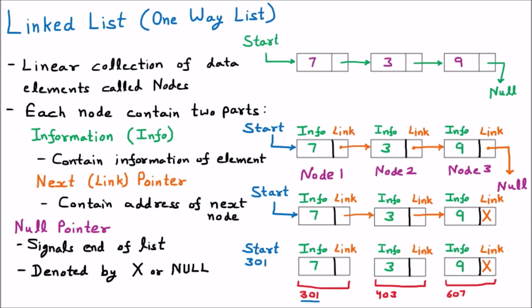Now talking about the link part of the first node. This one is the link part of the first node and it contains the address of the next node, or it is pointing to the next node address. So the next node address is 403. So here we are going to write 403. That means the value which is stored there in the link part is 403. And 403 is the address of the next node. Similarly, we have the next node which is node 2. In node 2 we have the link part, and that also contains the address of the next node which is 607. So this 607 is stored there.